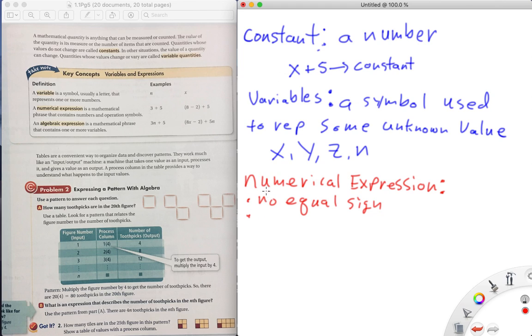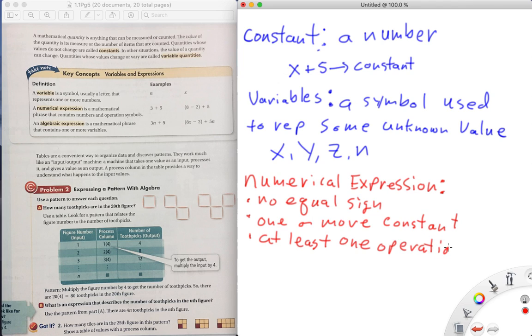Number 2, you can have one or more constants. And the last thing is you have at least one operation. At least. So for something to be considered a numerical expression: no equal signs, one or more constants, at least one operation. So you could also say at least one constant.